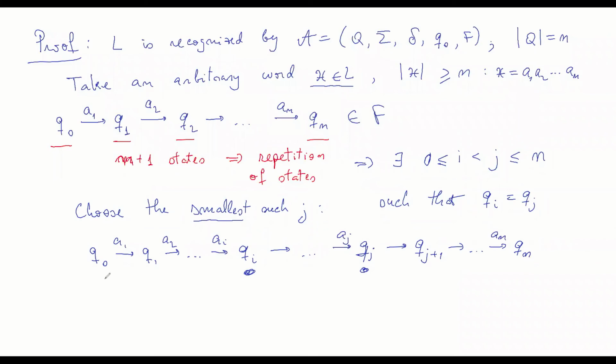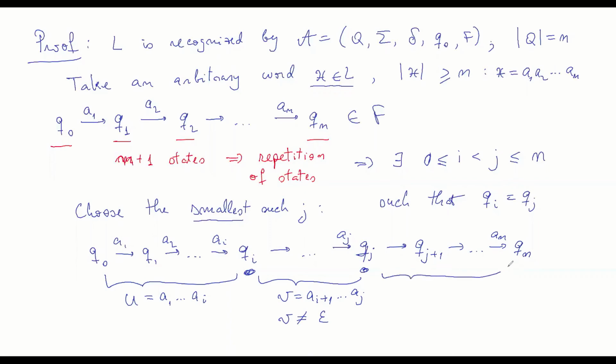And I'm just going to denote this part of the word. So u is going to be a1 all the way to ai, and this part of your word x, v, is going to be ai plus 1 all the way to aj. And because I have i smaller than j, v is obviously not the empty word. And this part of the word is going to be w, the rest of my word: aj plus 1 all the way to an.